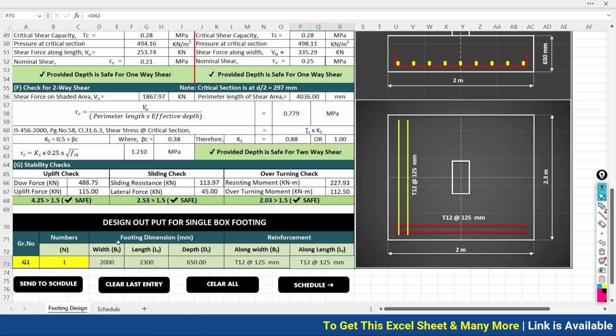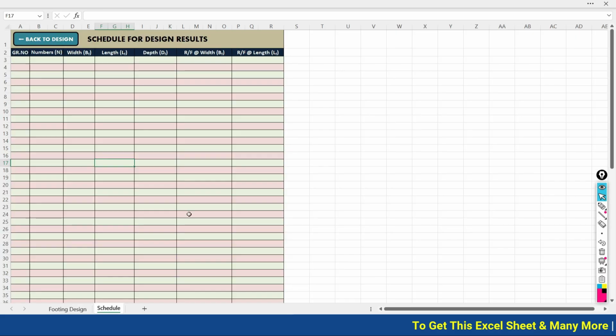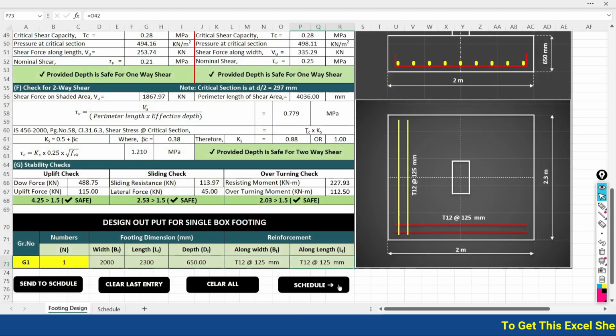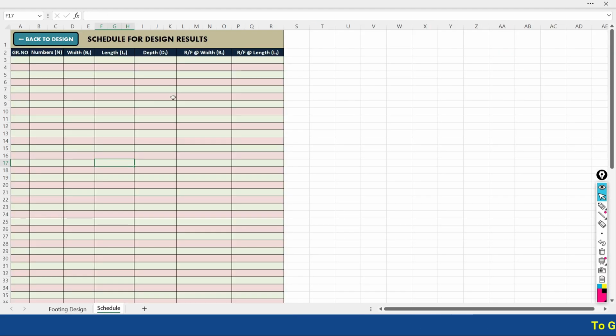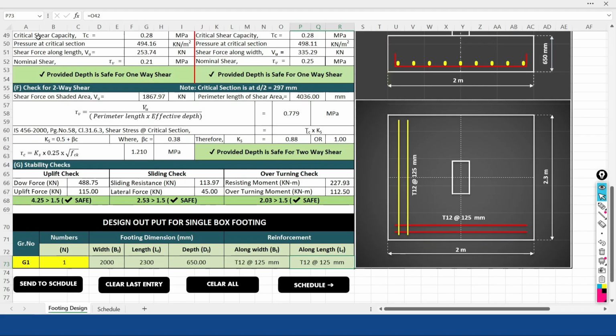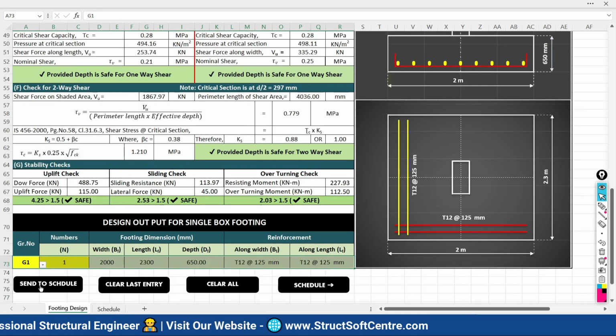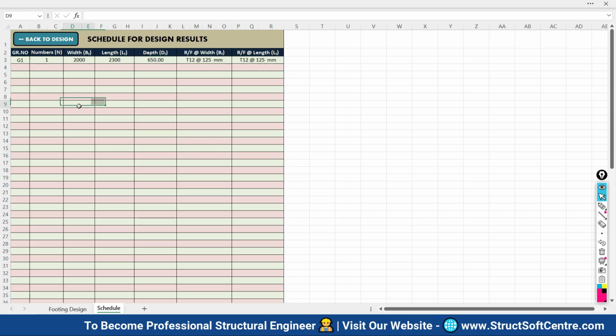Now I have to prepare the schedule. So this is your schedule sheet. Come back. So here go to schedule. So you are in the schedule sheet. You have to come back to your design sheet. Then click over this, and you are back in your design sheet. Now I have to send this design report to my schedule sheet, so you just have to click over send to schedule. Once you click over send to schedule, this data is available in your schedule list.